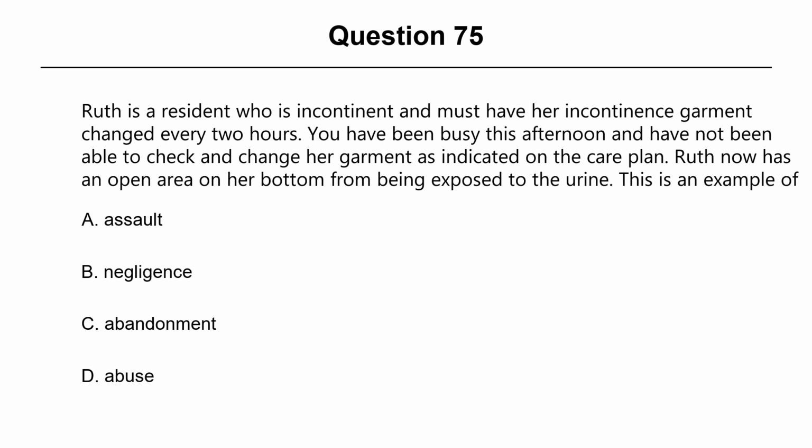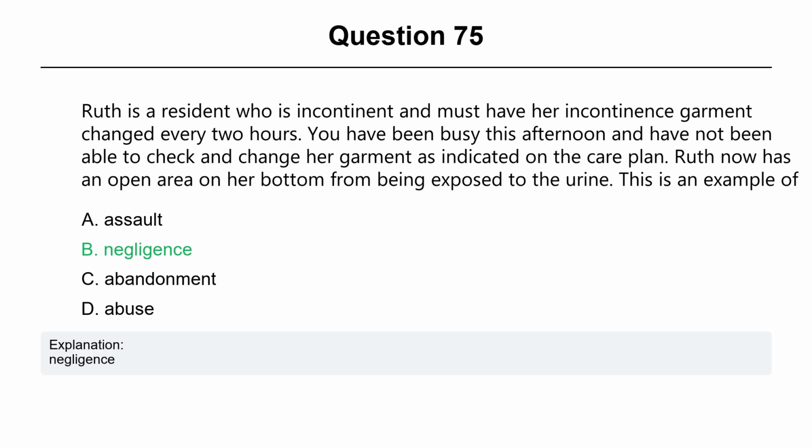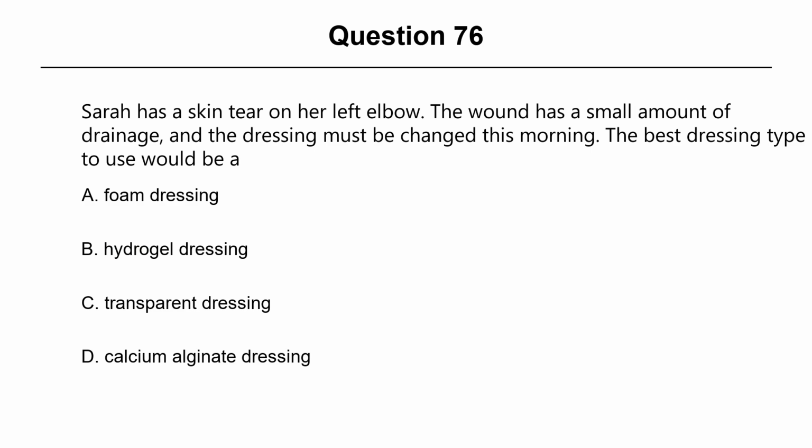Option D, abuse. The correct answer is option B, negligence. Negligence. Question 76. Sarah has a skin tear on her left elbow. The wound has a small amount of drainage, and the dressing must be changed this morning. The best dressing type to use would be: Option A, foam dressing. Option B, hydrogel dressing. Option C, transparent dressing. Option D, calcium alginate dressing.